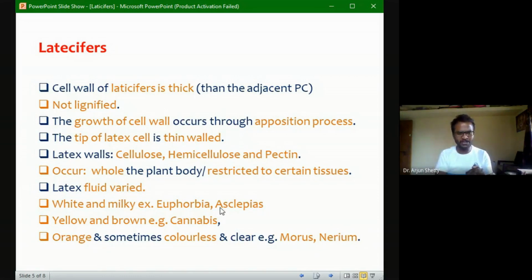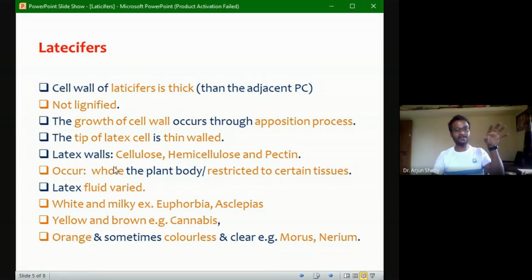What do you mean by apposition? On the cell wall, the cellulose, hemicellulose and pectin are deposited. That's what we call apposition, and they become thick walled compared to the adjacent parenchyma cells. And the occurrence of laticifers in some plants.